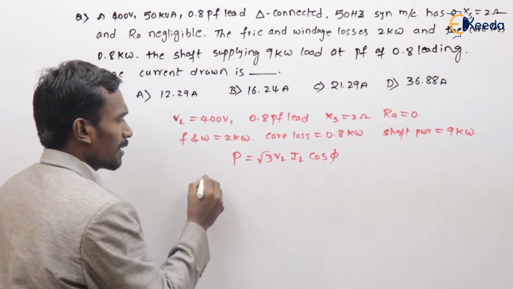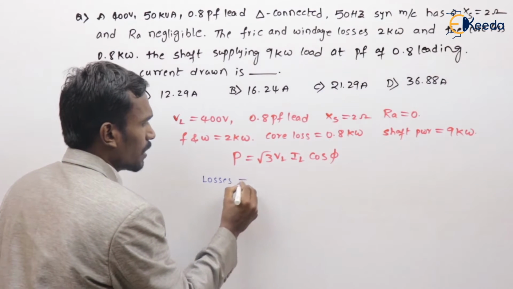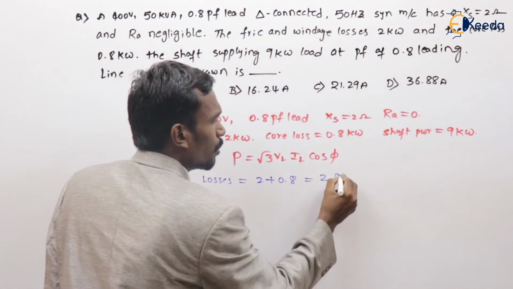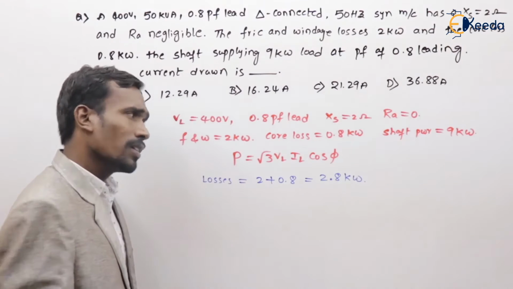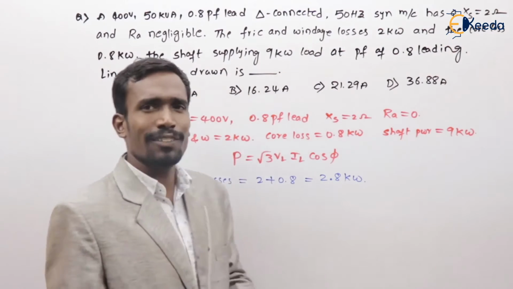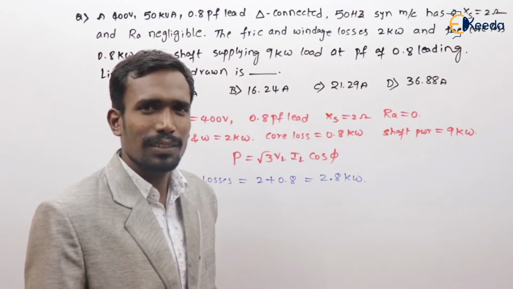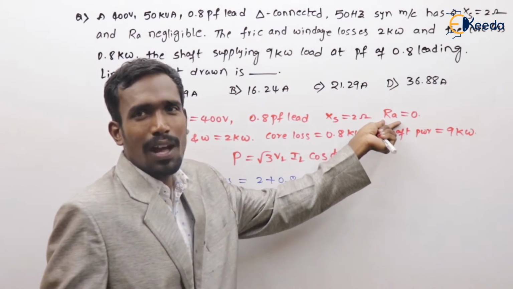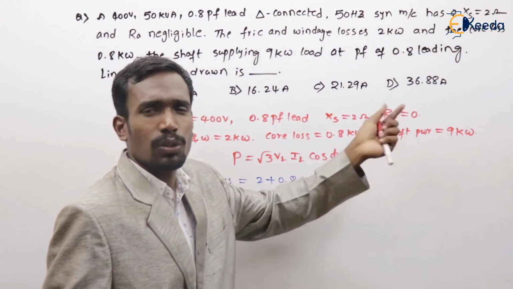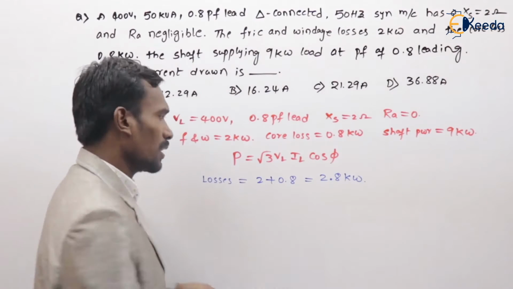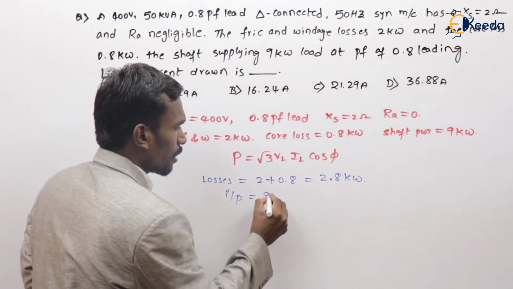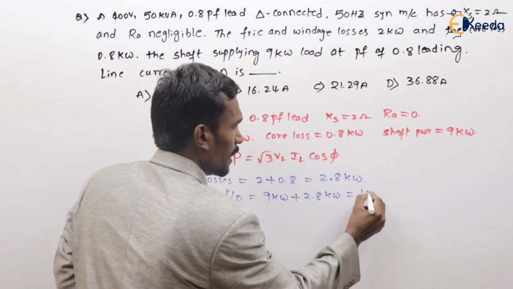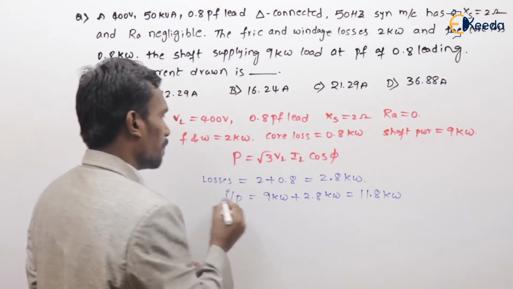The given losses are 2000 plus 0.8, that is equal to 2.8 kilowatts. Sir, these are only core loss and friction and windage; where are the copper losses? The copper losses are 0 because RA is 0. I squared R, R value is 0, so copper loss is 0. So these are the total losses. Now tell me total input. Input is equal to shaft power 9 kilowatts plus losses 2.8, finally 11.8 kilowatts is the power P.